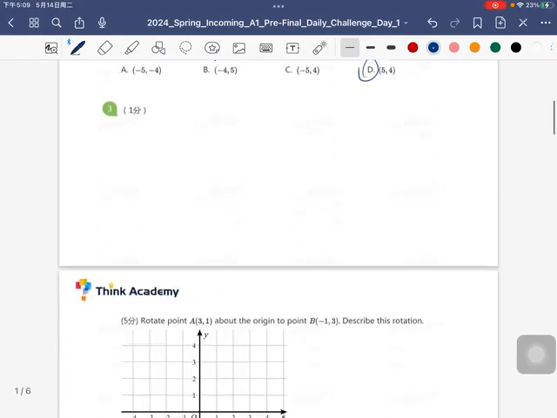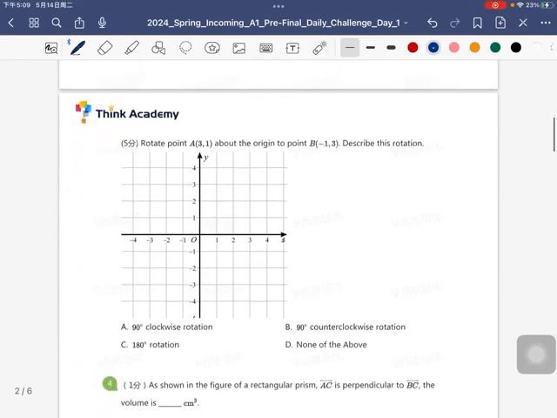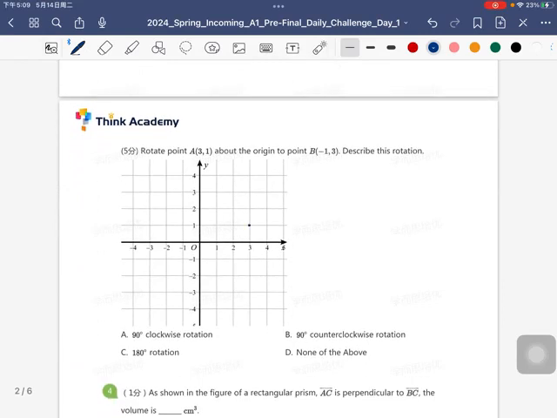Cool? Alright, and then for question number 3 here, we're rotating this point A, which is at (3, 1), about the origin, to this point, (-1, 3). This is A, this is B, so we want to describe what the rotation is. So what you can do is draw a line here, because rotating is about what? It's about angles. You can only rotate by some number of degrees to get another shape.